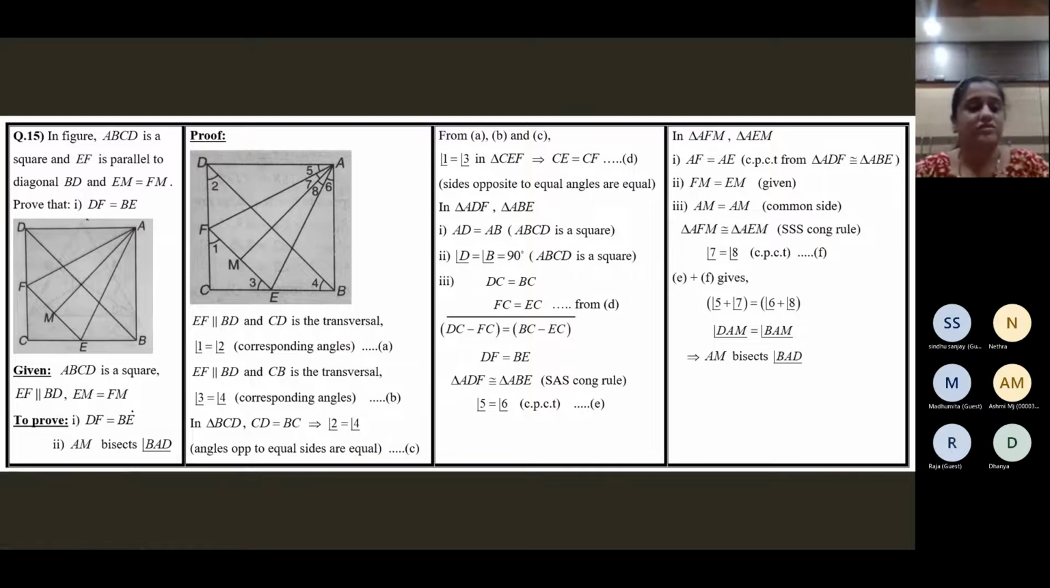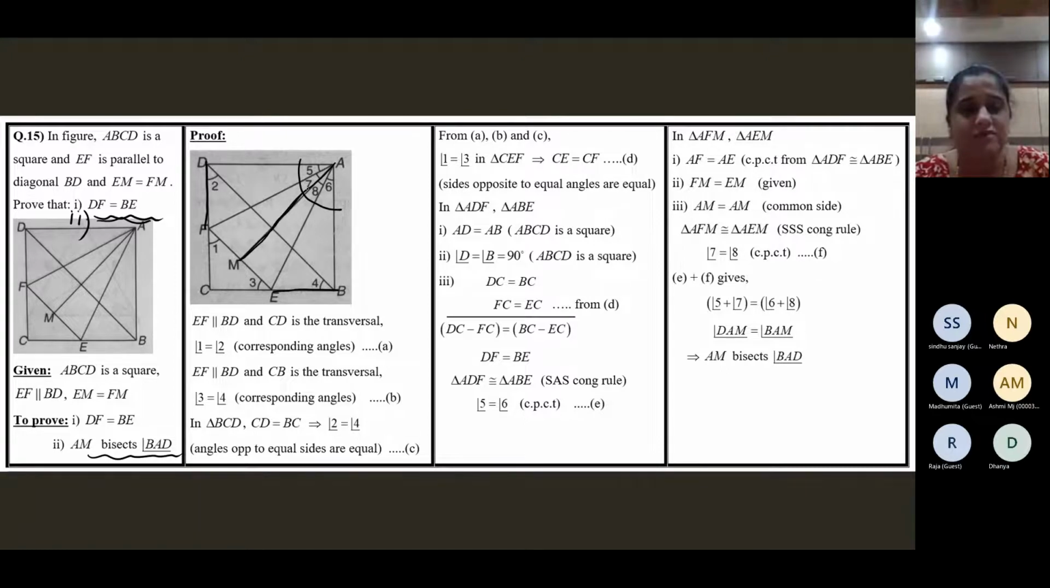Yeah. So the first thing is the second subdivision. I don't know where I stopped, so I'm coming from the beginning. The second subdivision is not given in the question. So please make a note of that and include that. Fine. So we have to first prove that DF is equal to BE. And then we'll have to prove that AM bisects angle BAD. So BAD is this full angle.